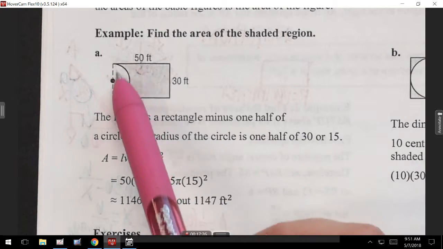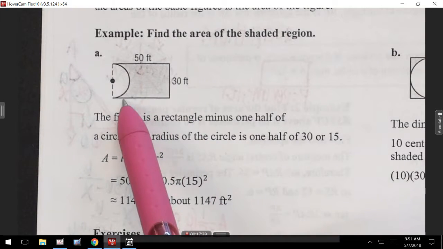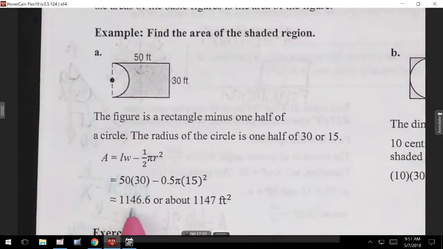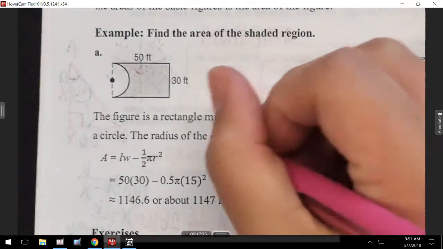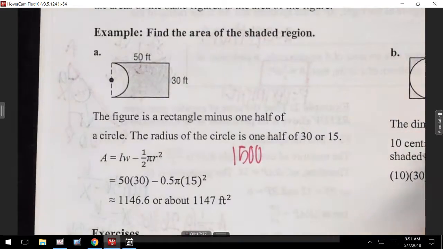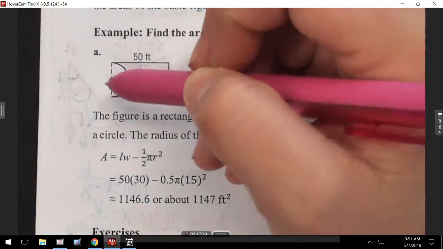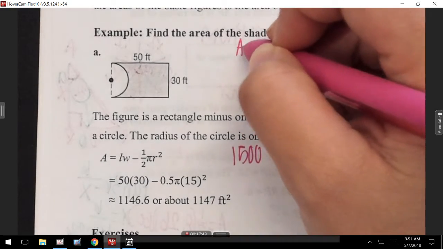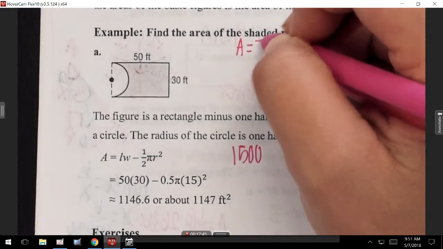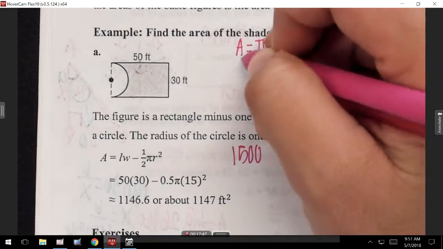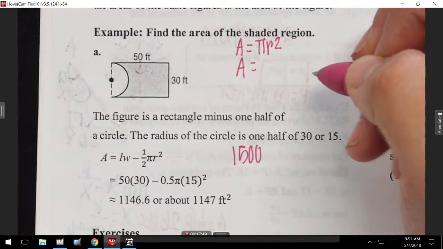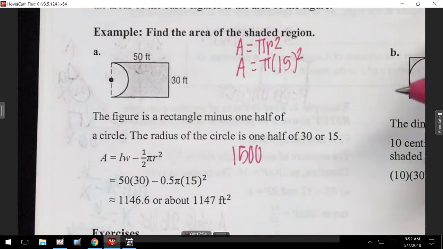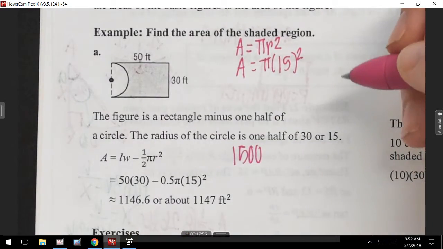For example, this actual whole shape is a rectangle, right? Find the area by doing 50 times 30, which is where they got, I don't know, 1,500? Yeah, 1,500. Okay, well, if I find the area of this half circle, what's the formula for circle? Pi r squared. Well, what's the radius of that circle? 15. Why is it not 30? 30 is the diameter. The radius is 15.